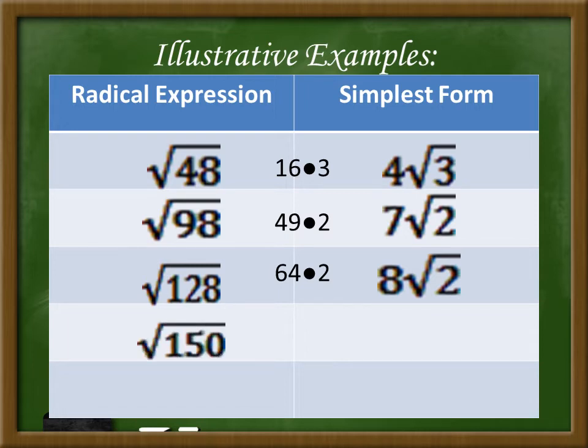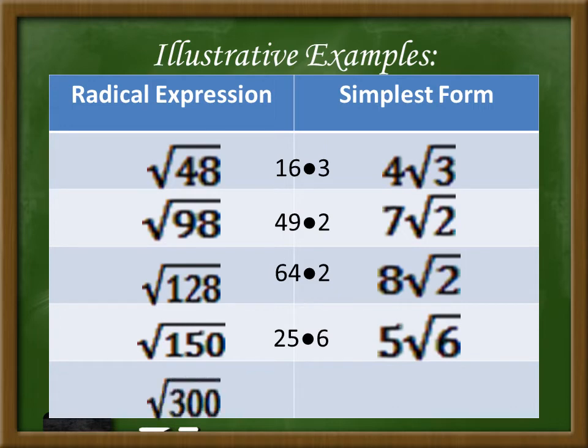Next, square root of 150. What are the factors? Okay, 25 times 6. And what is the square root of 25? It's 5. And then your other factor 6 will remain inside the radical symbol. So the simplest form is 5 square root of 6.